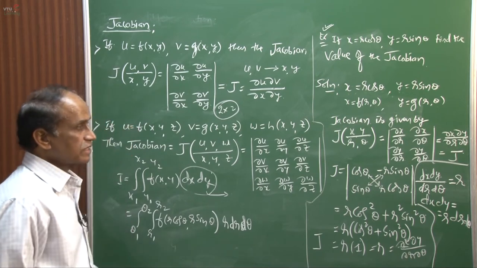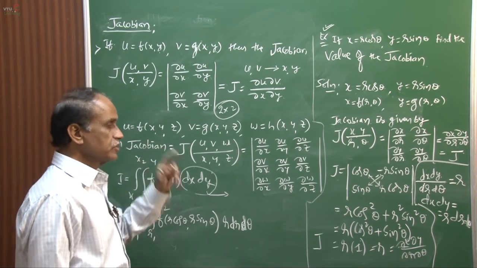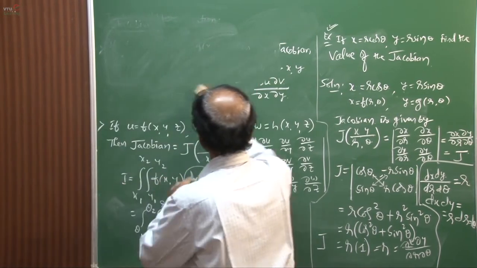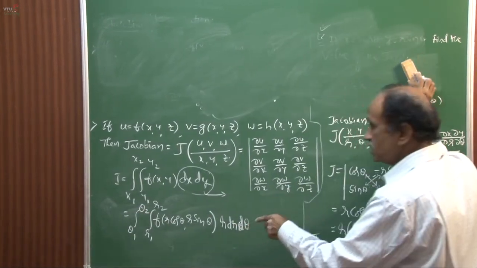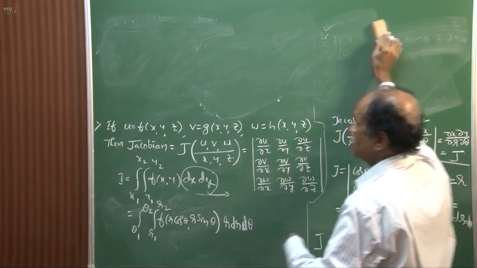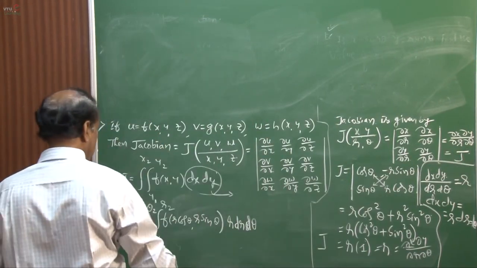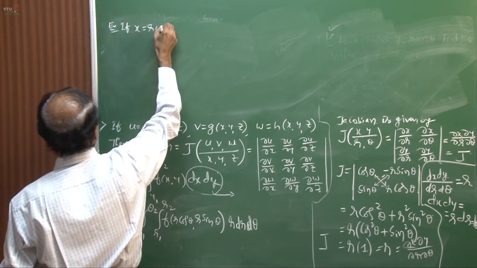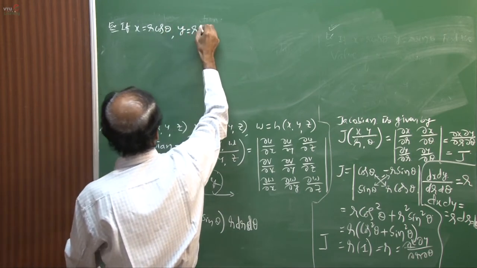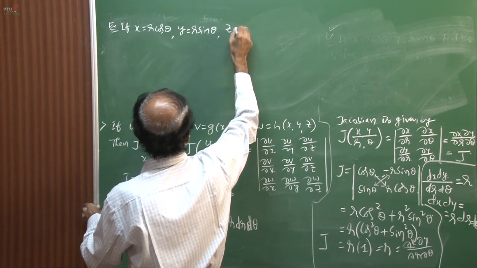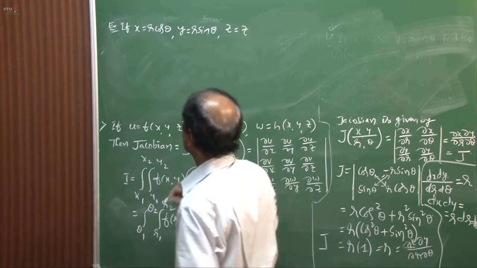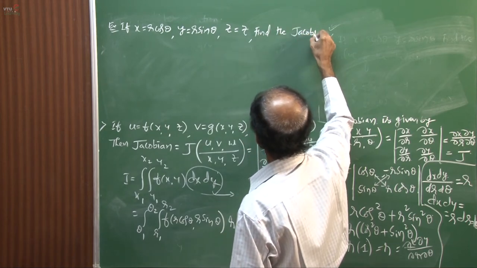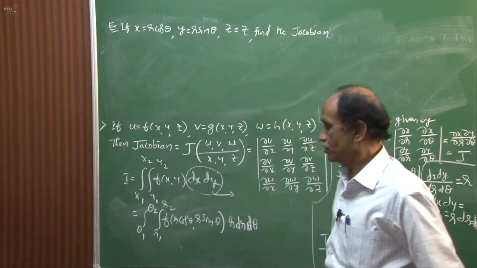Now, let me take another example for three variables, how this Jacobian is going to behave. That is, in the case of three variables, what is the triple integral that you are going to replace with the product of derivatives? Okay, so that is called cylindrical polar coordinates. If x equal to r cos theta and y is equal to r sin theta and z is equal to z, find the Jacobian. Find the value of Jacobian.